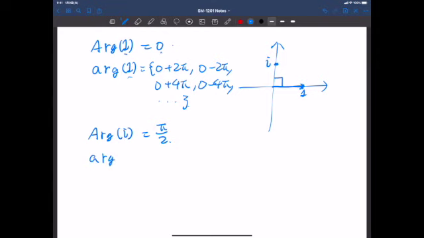And the argument of i is the set of pi over 2 plus or minus 2 pi k, where k is an integer. So any integer. And so on.